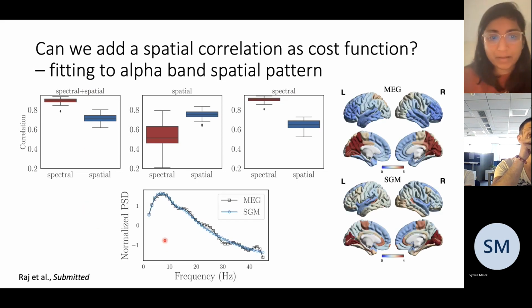To give you a visual idea, the empirical MEG spectra matches the SGM spectra. And this is the averaged spatial distribution of the alpha frequency band in MEG and the average spatial distribution of the alpha frequency band in SGM after maximizing for spatial correlations. So using this, we now have a model of SGM which can maximize spectral as well as spatial patterns simultaneously.